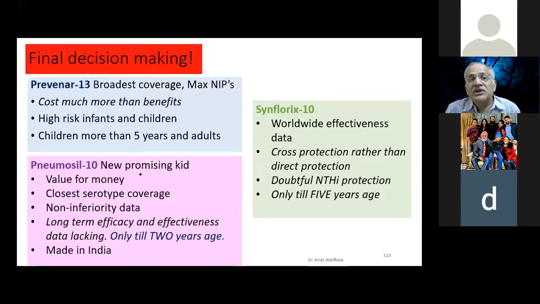Definitely can be used in high-risk infants, the NICU discharges, children who have high-risk conditions, children who are more than 5 years of age, adults, it has to be the vaccine of choice.